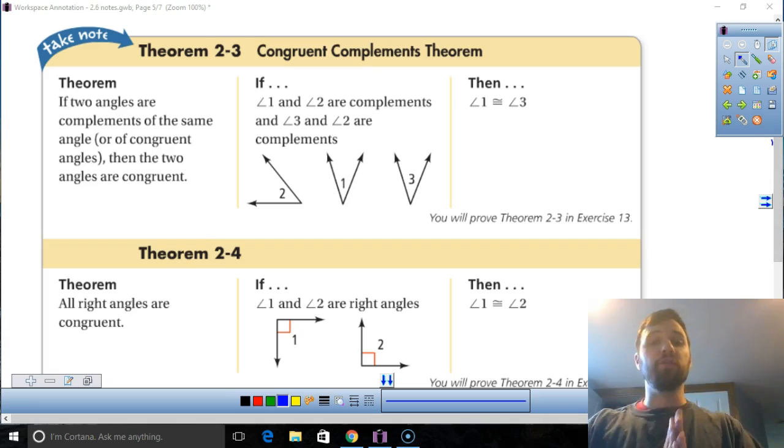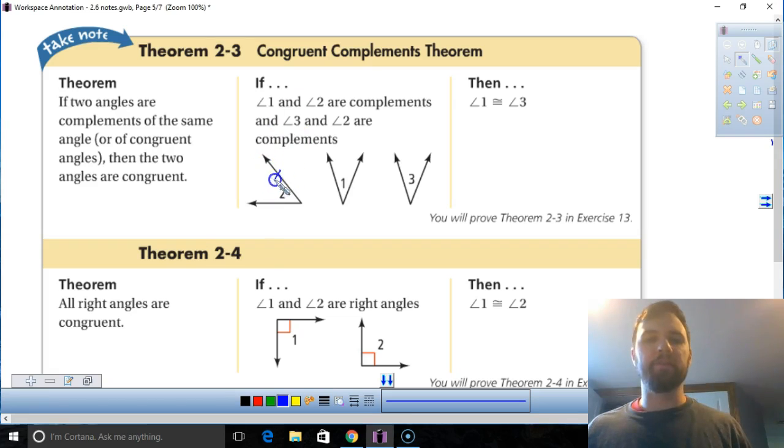Same thing is true for complements. If two angles are complementary to the same angle, then they are congruent. Like if angle 2 is 40 degrees, we'll do 50. Then angle 1 has to be 40, and angle 3 has to be 40.